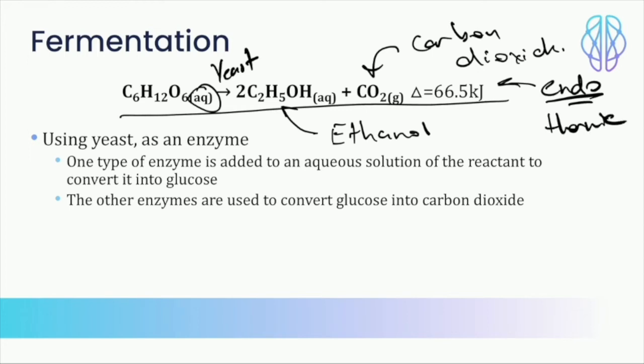And it's important that you know that although yeast at a lab level is only catalyzing one reaction, on an industrial level, it's catalyzing two reactions. It's converting that sucrose into individual glucose units, and then a separate enzyme is converting that glucose into ethanol and carbon dioxide. It's just a small pedantic detail.